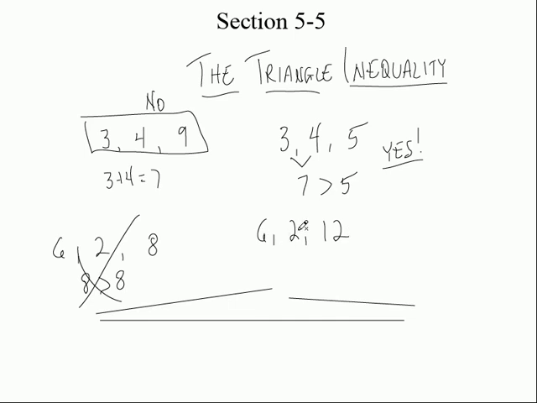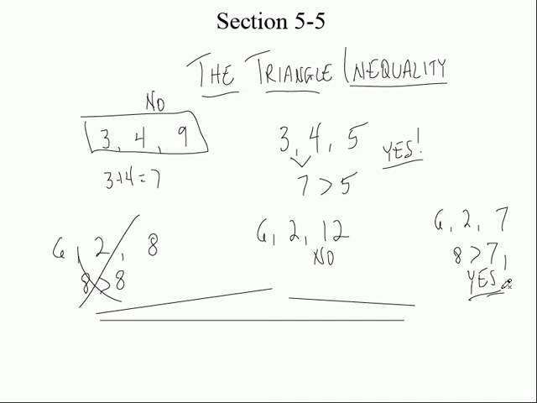Nope. Because 6 and 2 is what? 8, and 8 is smaller, right, than 12. So no. But let's pick one. Okay, let's go 6, 2, and 7. 6 and 2 is 8. 8 is greater than 7. So yes. You can have a triangle with those 3 lengths. Does that make sense to you?